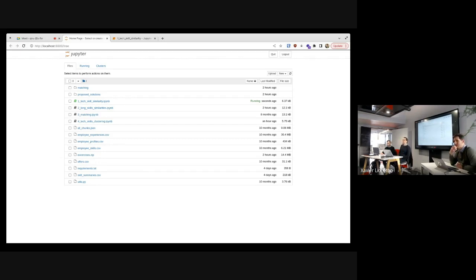Everybody has received the files? That's okay? Okay. We can start? Really start? Right. So if you unzip the zip file, you should get something that looks roughly like this.